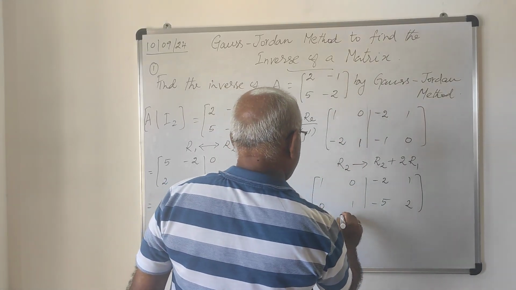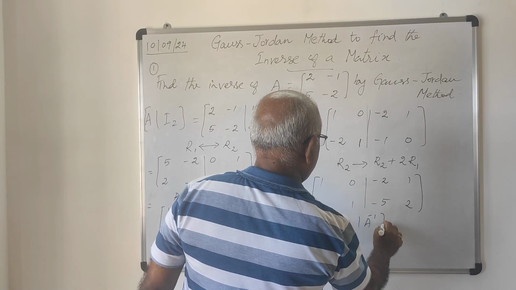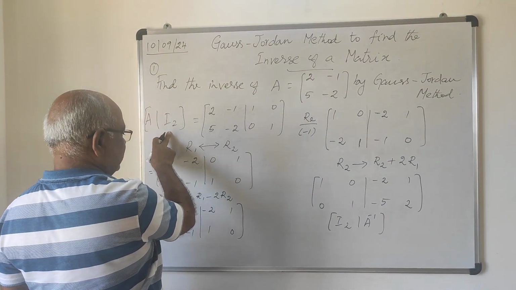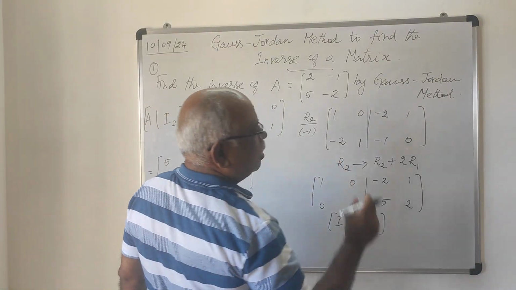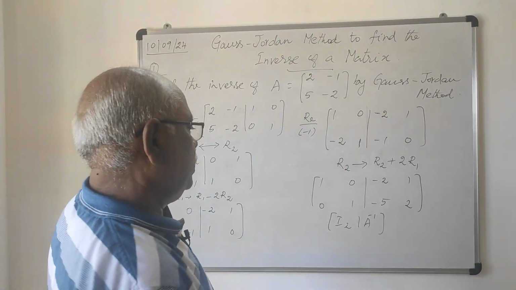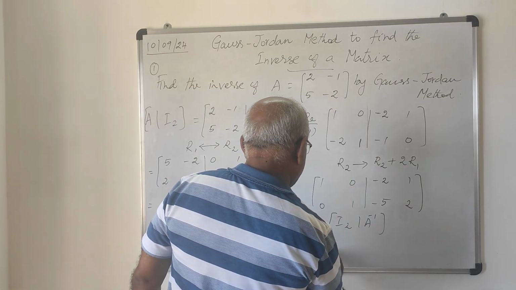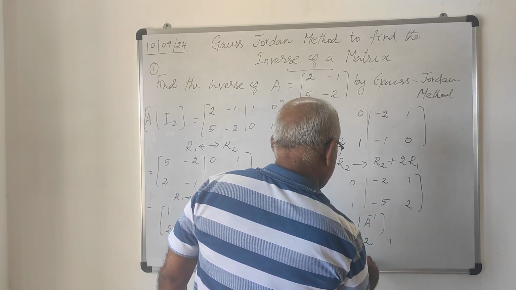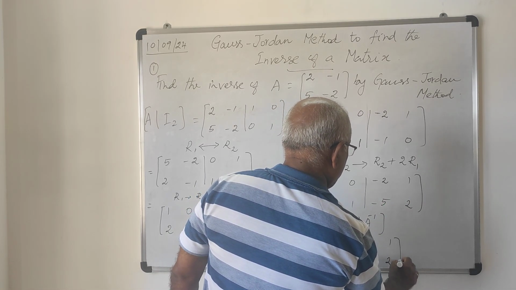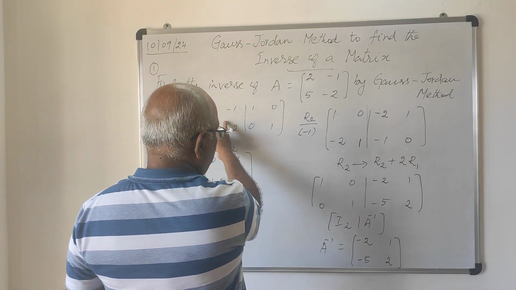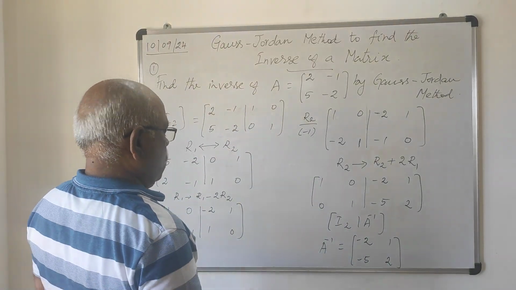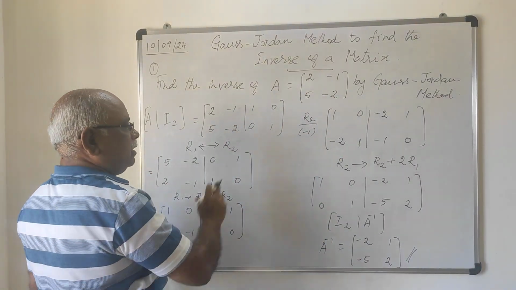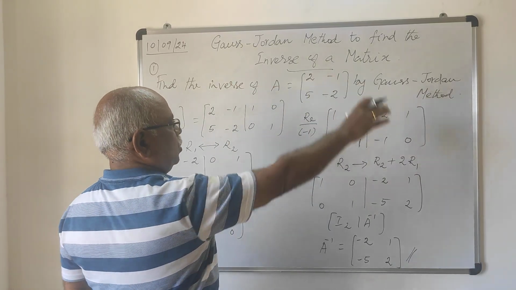So this is of the form I2 into A inverse. So this is the form I into A, I slash I2 becomes I2 and A inverse. So we have defined that the required A inverse is minus 2, 1, minus 5, 2. This is our required inverse matrix of the given matrix. Minus 2, 1, minus 5, 2 is a required inverse of the given matrix. That's all about the method of finding the inverse by Gauss-Jordan method.